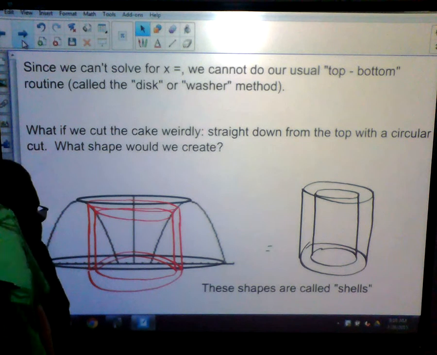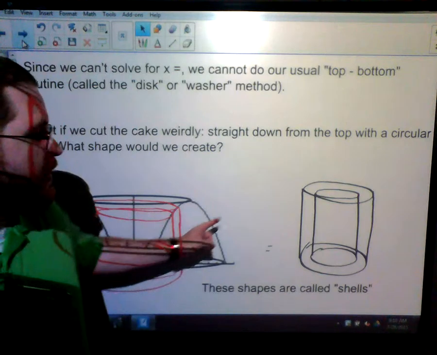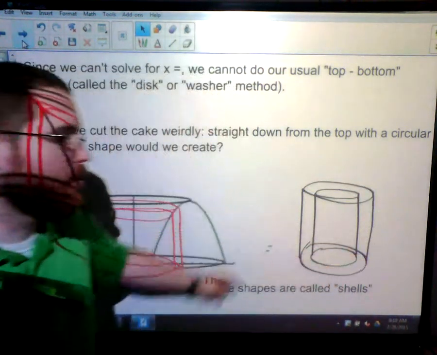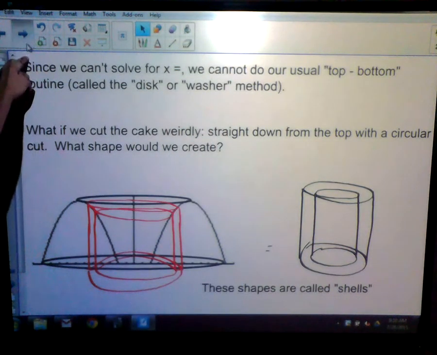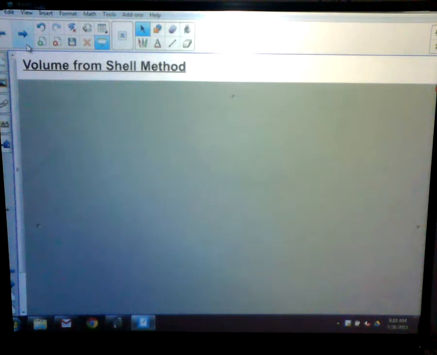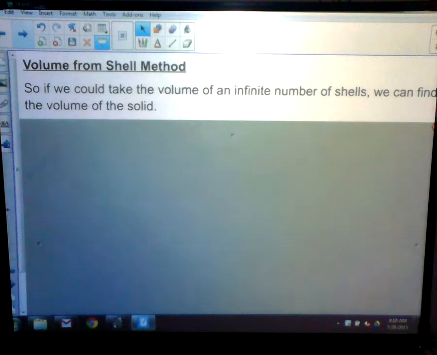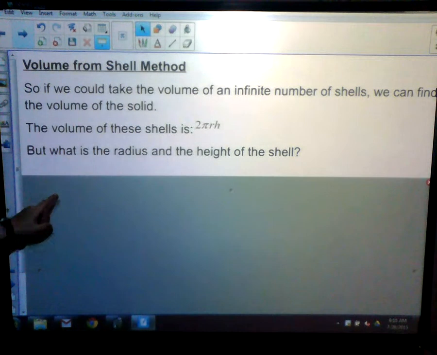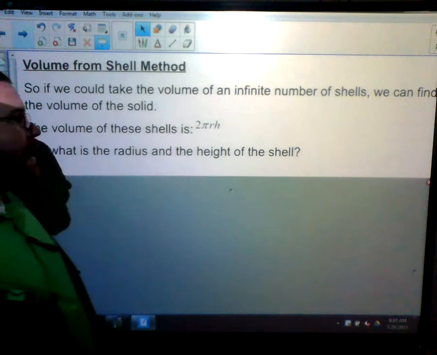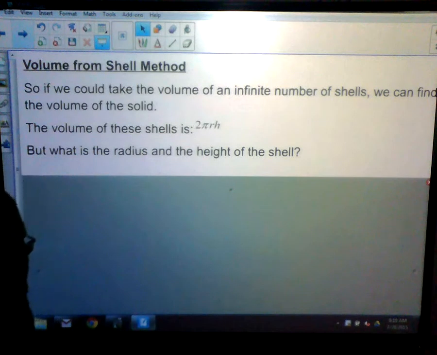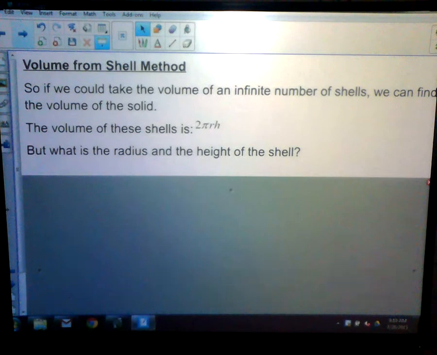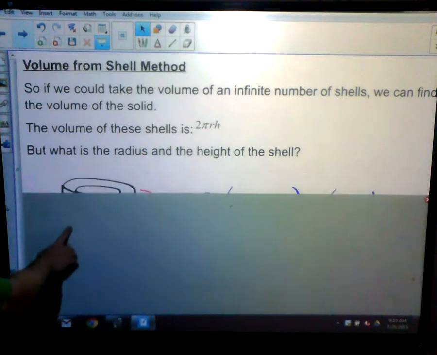So I'm going to do the same thing I normally would do. I'm going to take some sort of integral to add up all of these shells. So let's talk about how to do this. If we could take the volume of an infinite number of shells, we'd have the volume of a solid. The volume of the shells is 2 pi RH. That's the volume of a cylinder. But what's the radius and what's the height?